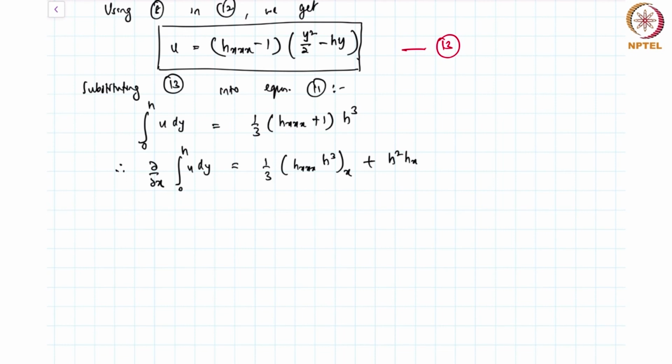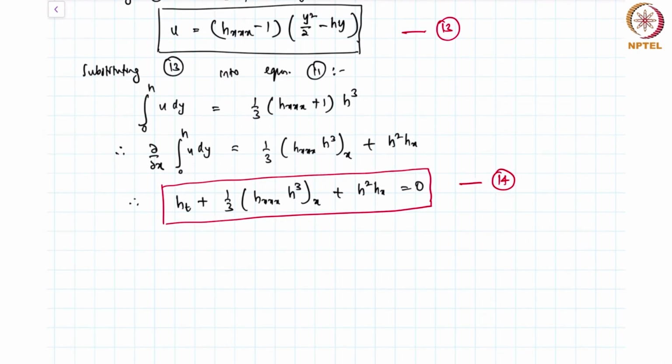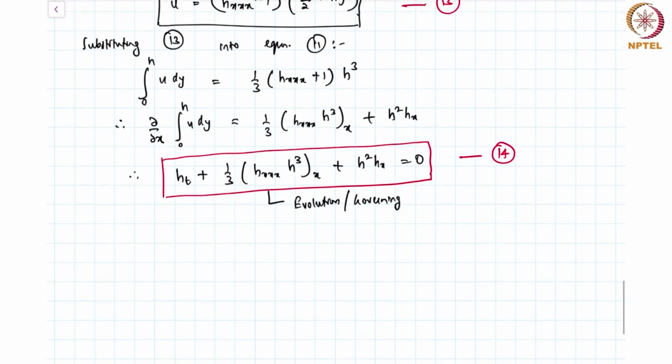If we substitute this into equation 3, we get h_t plus 1 by 3 del by del x of (h_xxx h cube) plus h square h_x is equal to 0. This is again an important result. We have now equation number 14, and this equation 14 is nothing but the evolution equation, or governing equation, for interface shape.